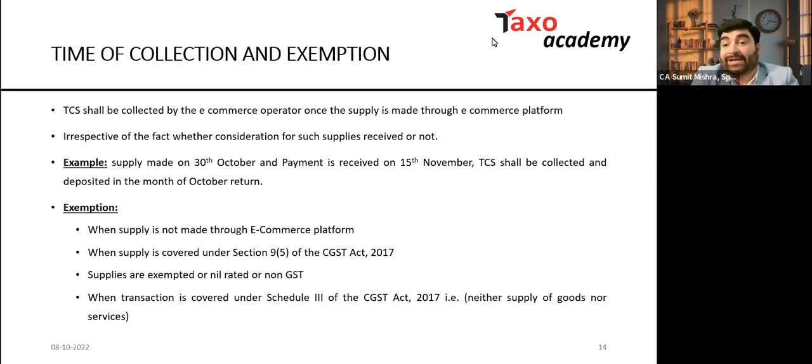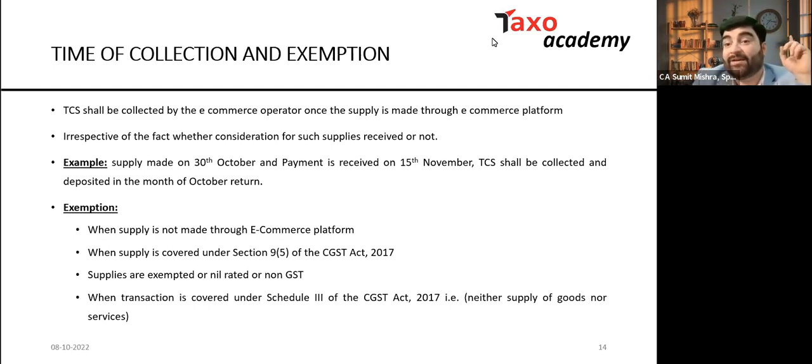So time of collection, like in TDS, I said, if I'm making payment or if I'm crediting in my books of account. In case of TCS, the concept is at the time of transaction. Like for example, I have placed it on my portal, a buyer placed an order on 30th of October and makes the payment after some time. Although it doesn't happen, it happens only in case of COD. Like, material is delivered on 30th of October, and if payment is made on 5th of November, then payment will be collected on 5th of November. But in case of online payment, they get the payment immediately.